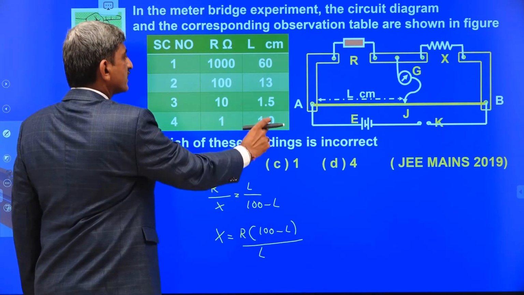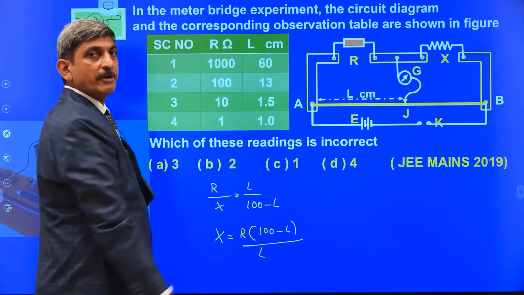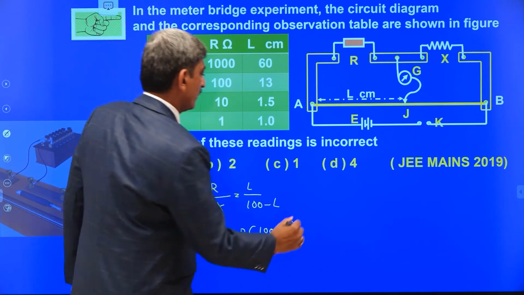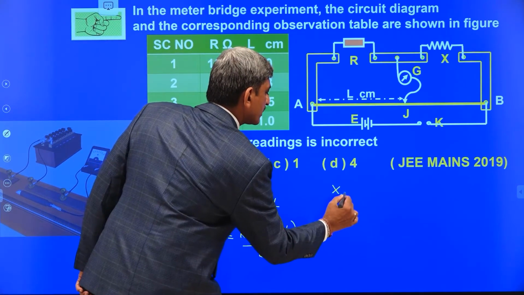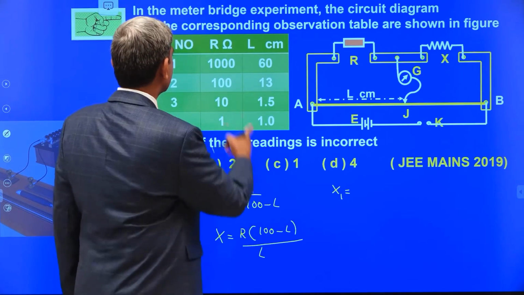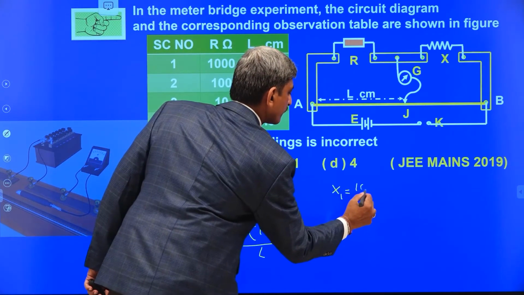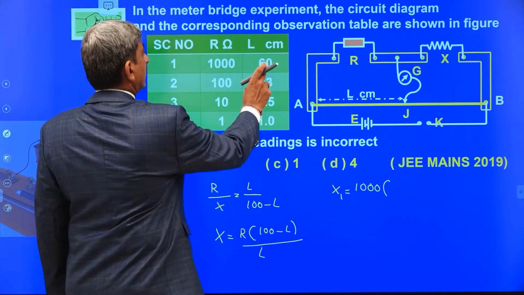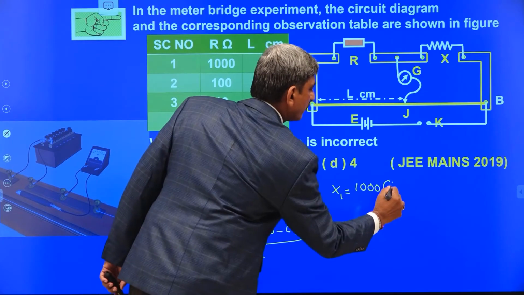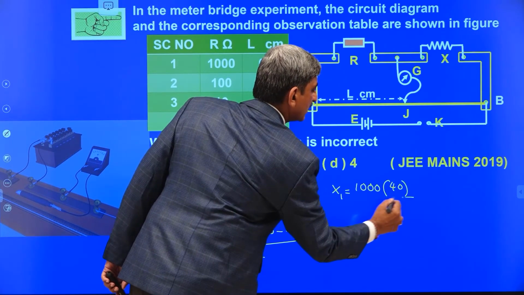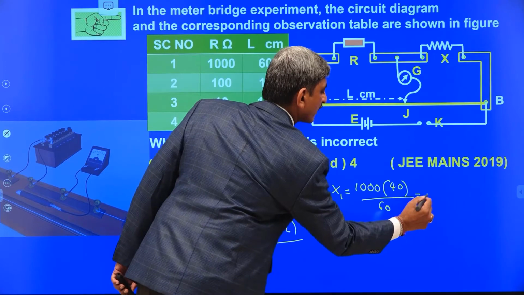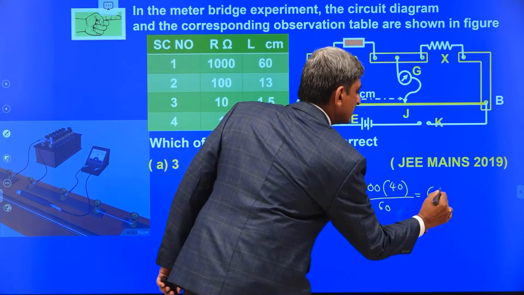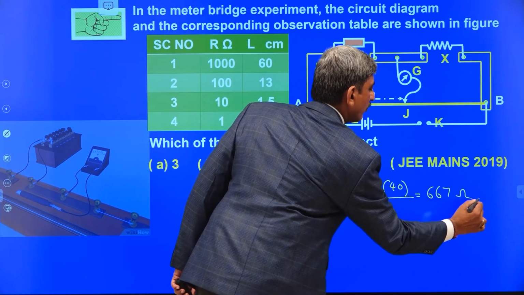So 4 lengths are given, 4 corresponding resistance values are given. Find out X value in the 4 cases. We have, in the first case, X1 is equal to, what is our R? 1000, and what is L? L is 60, so that 100 minus L is equal to 40, divided by 60. If you simplify this one, you will get it as 667 ohms.